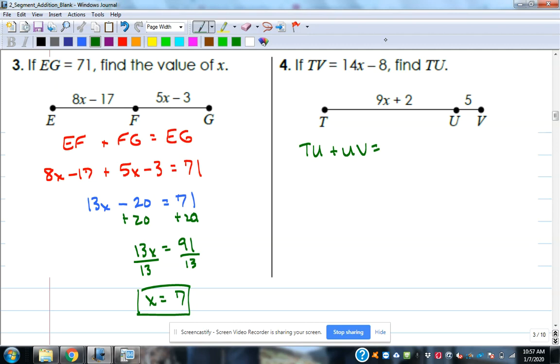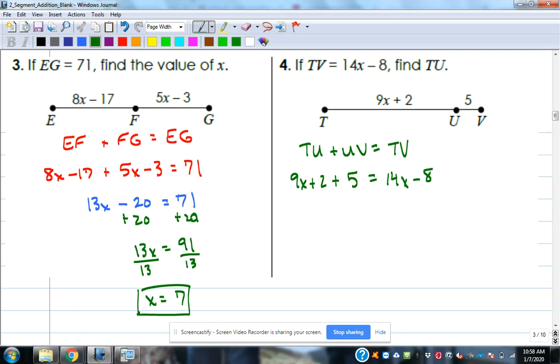Yep. And then that would equal TV. All right. And then we're replacing the parts we know about. We know that TU is 9x plus 2. We know that UV is 5. And we know that TV is 14x minus 8. So we're just replacing those parts. And again, I'm being particular about writing out that extra step at the beginning just because I know where we're headed with proofs. And that's one thing that I've always found frustrating is folks leave out that step in their proofs, and it can't be left out.